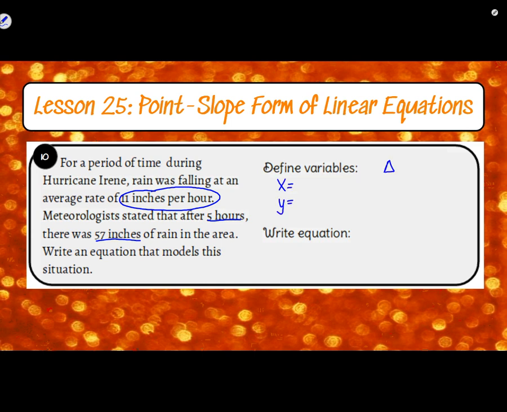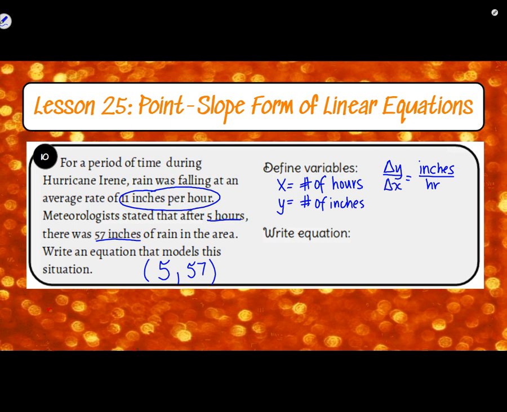I'm still going to use x and y. Let's think about our slope helping us out. I love doing this. I think that this is so cool. Inches per hour. So that means that y is the number of inches of rain, and x is the number of hours. Okay, so then that means my point needs to be number of hours, 5 hours, comma number of inches of rain, 57.